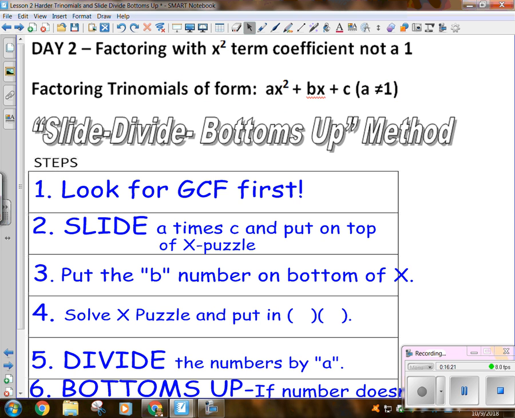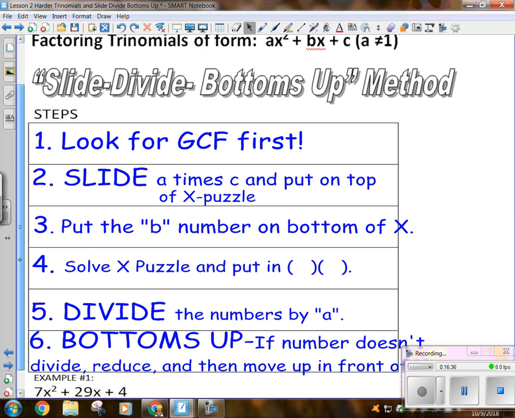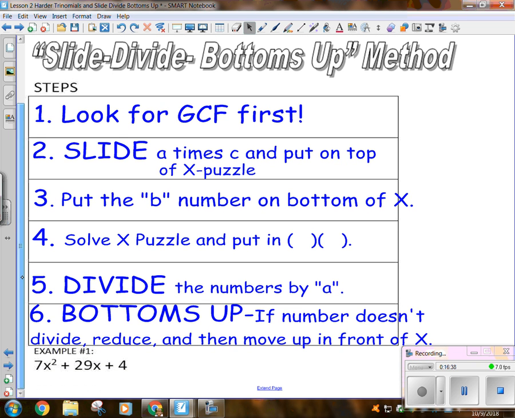All right. If you'd like, go ahead right now and fill in your chart. Step 1, we're going to look for GCF first. Step 2, we're going to slide, divide, and then step 6, bottoms up. So I will let you pause the video while you copy the steps, and then we're actually going to put the steps into action.